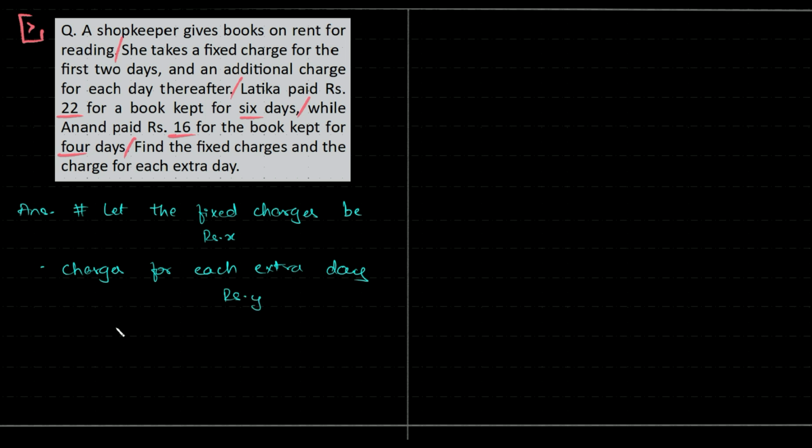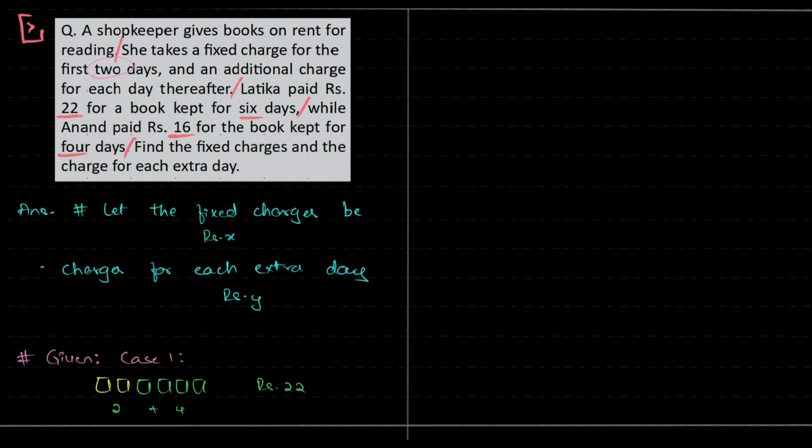People who are struggling, you can do all of these tricks. So a shopkeeper gives a book on rent. She takes fixed charges for the first 2 days. So we are looking at something like this. Case 1 is to do with this. We have Latika for 6 days. So first 2 days is fixed charges, and after that is the extra charges. So that would be 2 plus 4, 6 days and rupees 22.